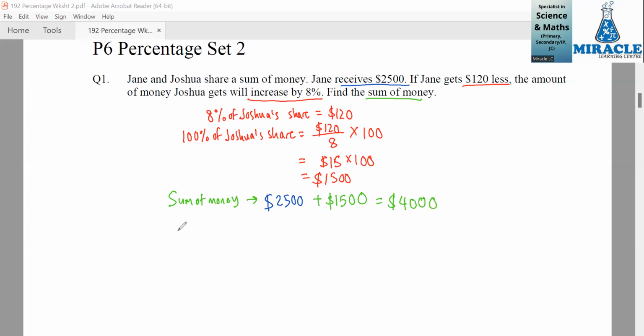So let's write our final sentence. The sum of money is $4,000. And this is your final answer.